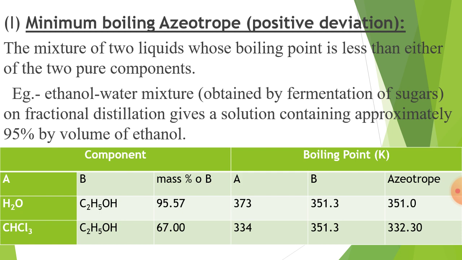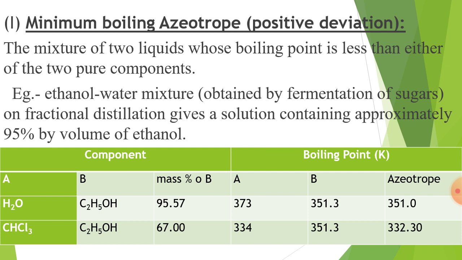Some other examples are also given in the form of a table. Here component A is water and component B is ethyl alcohol. In this, the mass percentage of B is 95.57% and the boiling point of A is 373 and the boiling point of B is 351.3. When they mix at this concentration, the mixture has an azeotrope boiling point of 351, which is less than both component A and B.